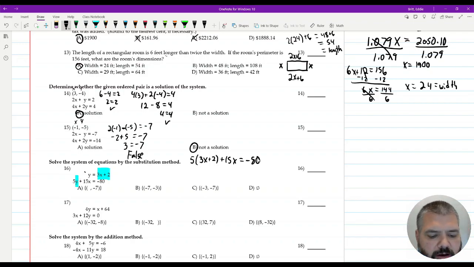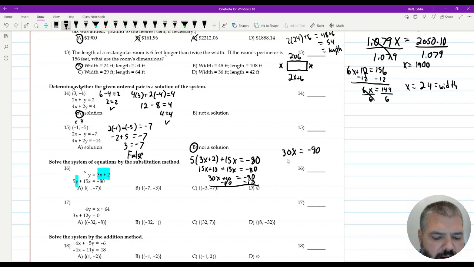So now work this linear equation out. That's going to be 15x plus 10 plus 15x equals -80. So that's 30x plus 10 equals -80. Subtract 10 from both sides of the equation, and I'm going to have 30x equals -90. Divide both sides of the equation by 30 to get x by itself, and I get x equals -3.